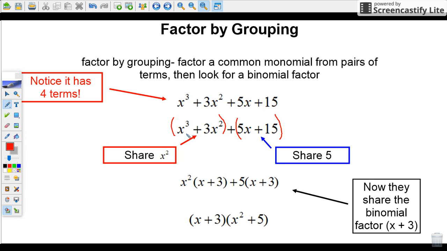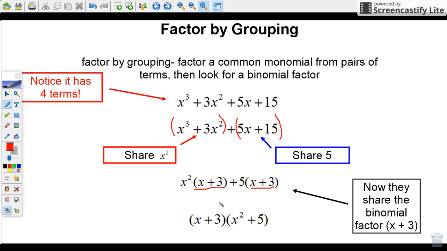So in these first 2 terms, since they share an x squared, I'm going to factor out the x squared right here. That leaves x plus 3. In these last 2 terms, I'm going to factor out the 5 I noticed they had in common, and that leaves x plus 3. And now we see that they share this common binomial of x plus 3. So I factor out x plus 3.